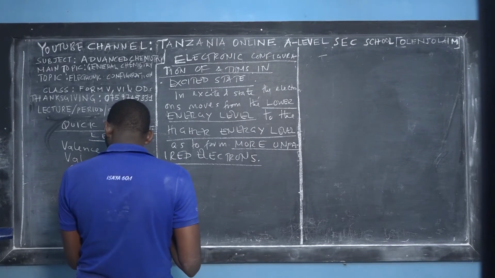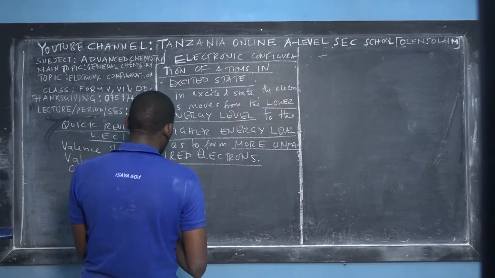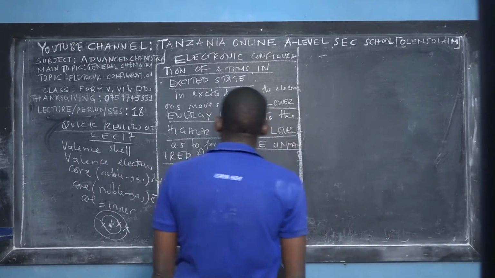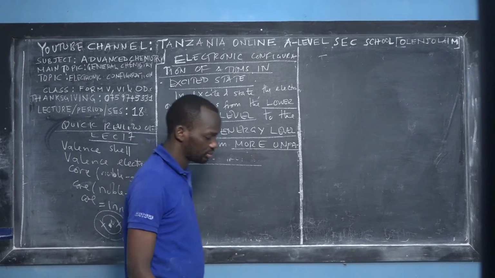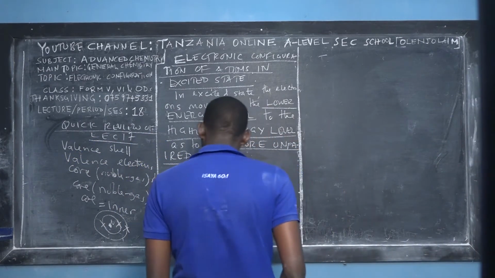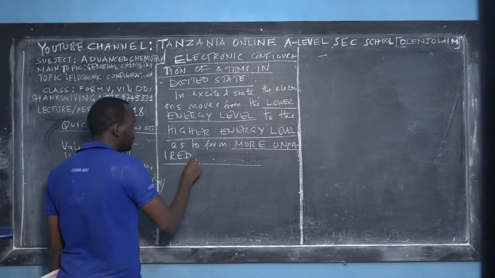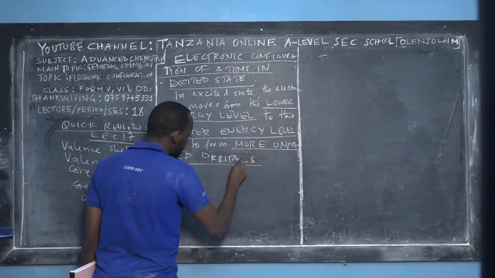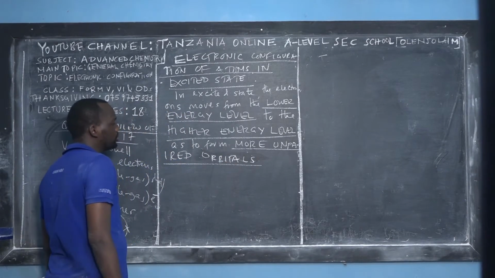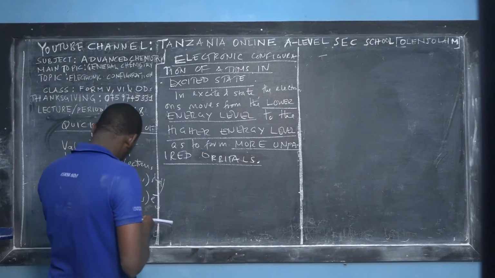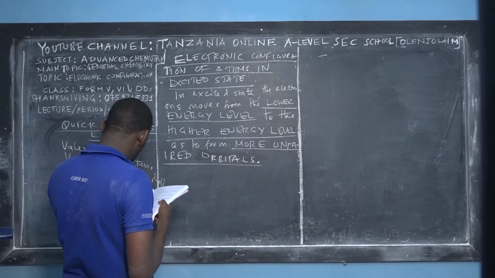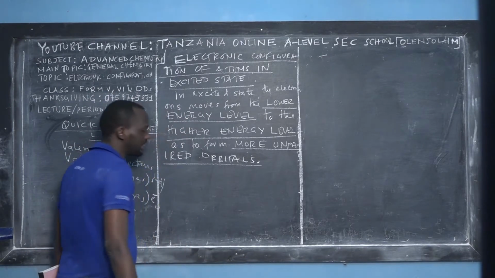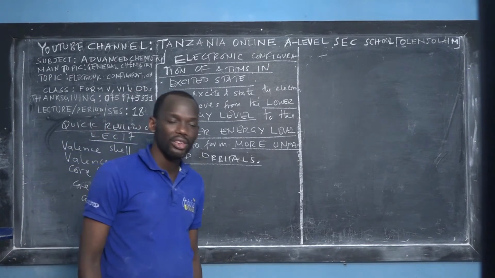More unpaired orbitals, or to increase the number of orbitals with unpaired electrons. More unpaired orbitals, not electrons. Notice the minor correction: more unpaired orbitals. Increase the number of orbitals with unpaired electrons, that is the meaning. Unpaired orbitals are the orbitals which contain unpaired electrons. They are singly filled.